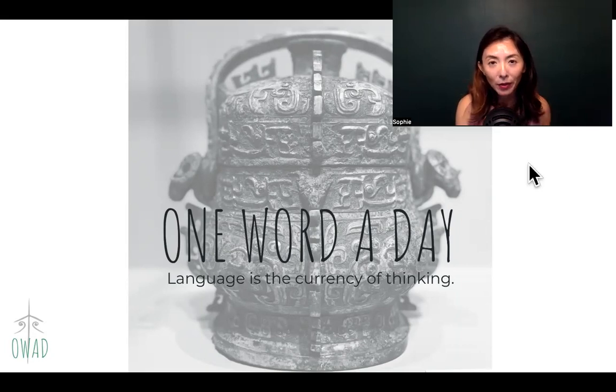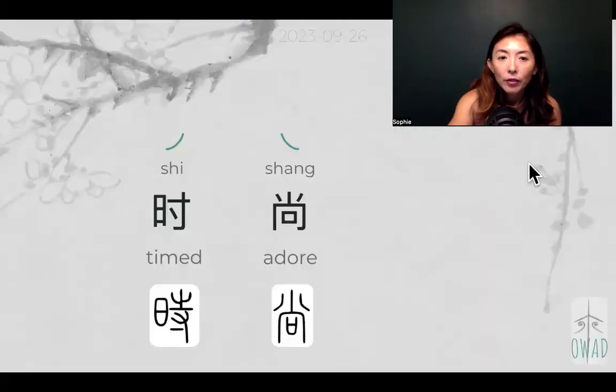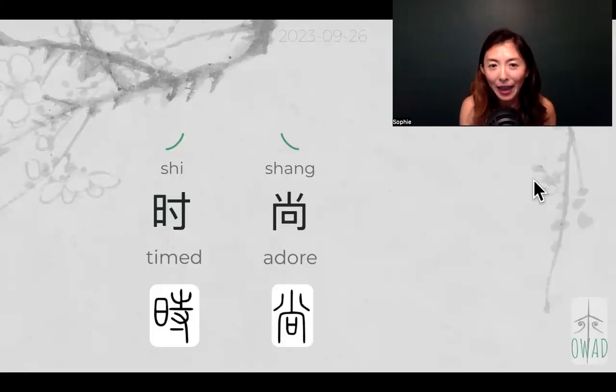Let's continue our exploration, digging a little bit deeper in understanding Chinese. 时尚. Okay. 时尚. We have "timed" and "adore". I translate it as "timed adore". And together it means fashion.